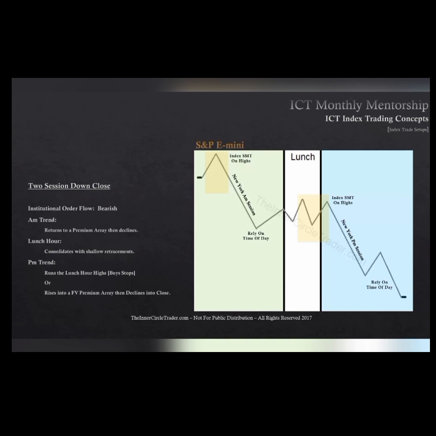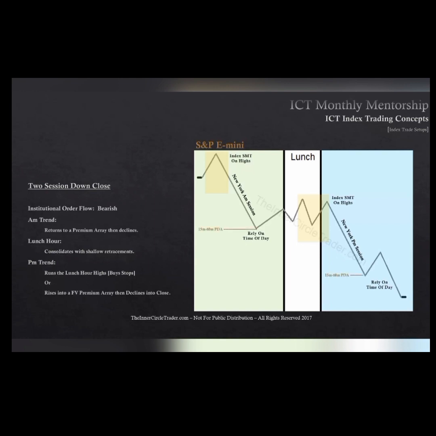In the PM session, again, we have to rely on time of day. Don't just take a couple handles of profit. Hold on to it. Head towards the close. At least try to hold on to it until 3 p.m. bond close. And if you can do all that you can to hold on to it into 4 o'clock, it's ideal to do that.